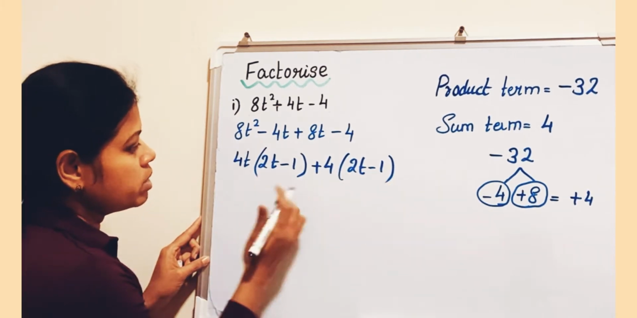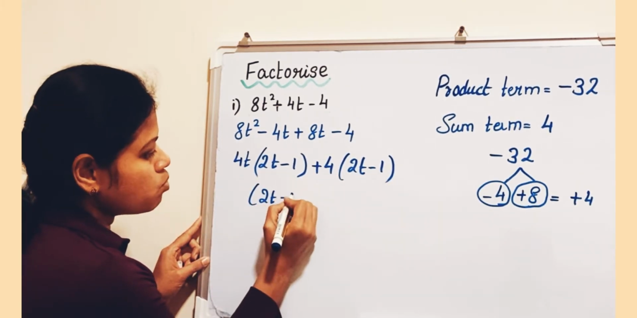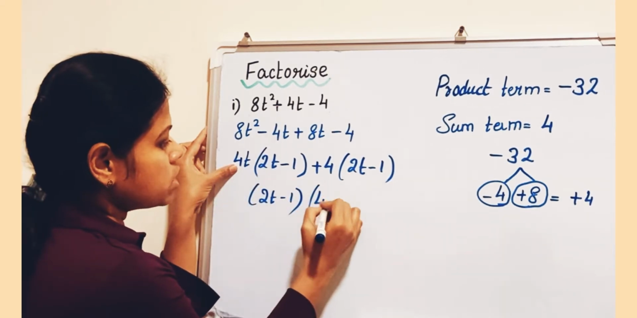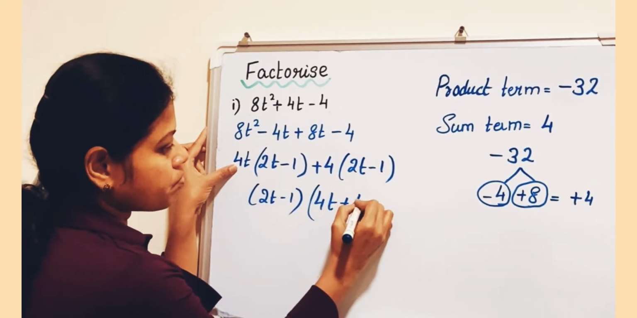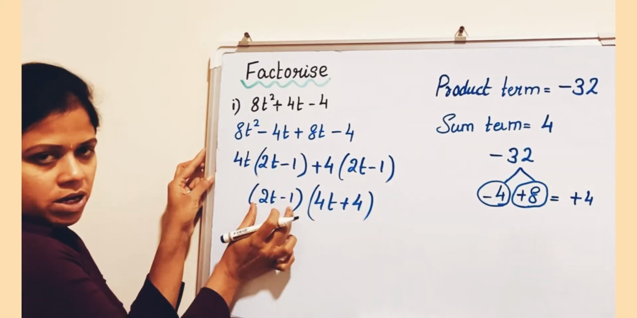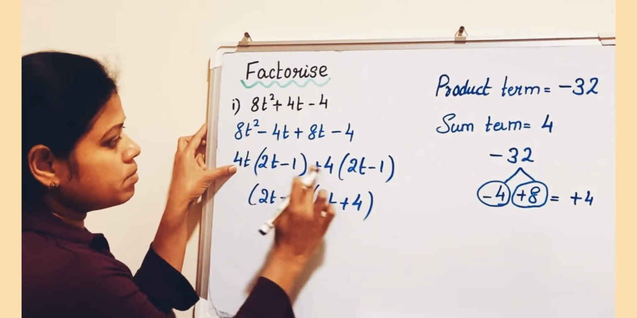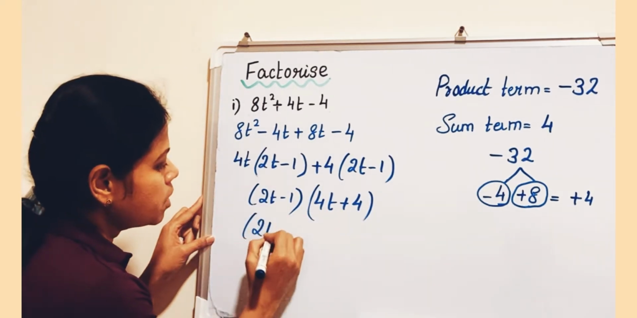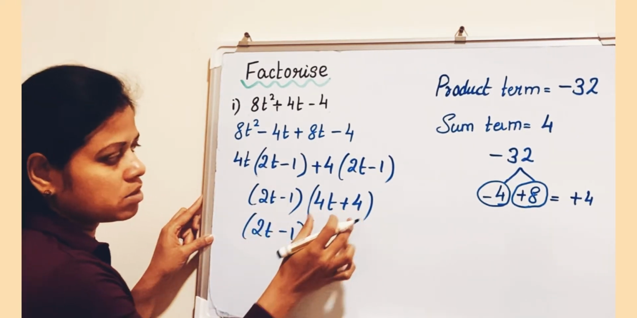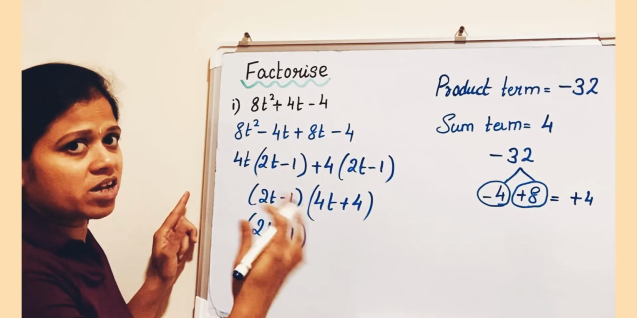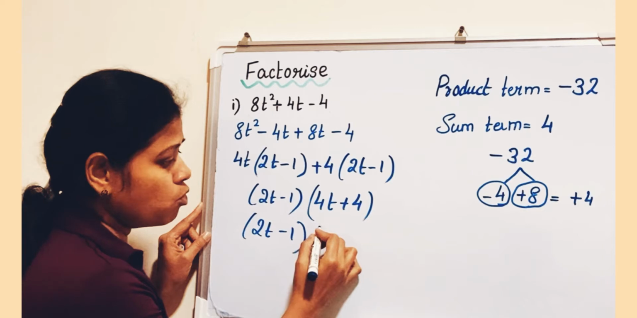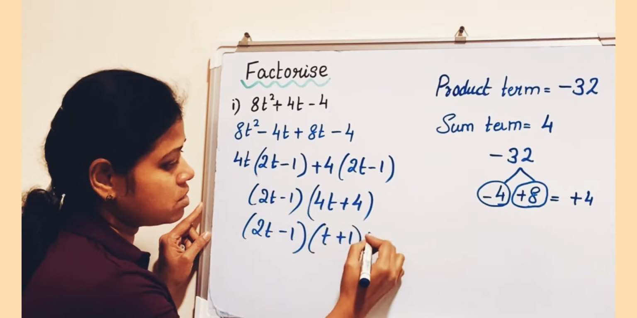Take the common one, which is 2t minus 1. This is one of the factors. The other factor is this one. 4t plus 4. You will take the common as one factor. Remaining is this number and this, 4t plus 4. After that, see here, you can take this one out, in this both are multiples of 4. You can take it out. So if you divide this expression by 4, you will get t plus 1. That's it.